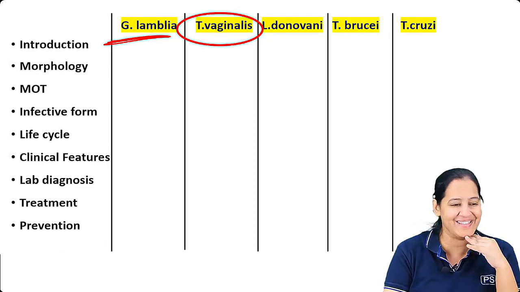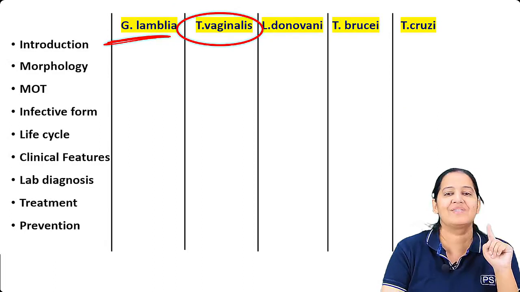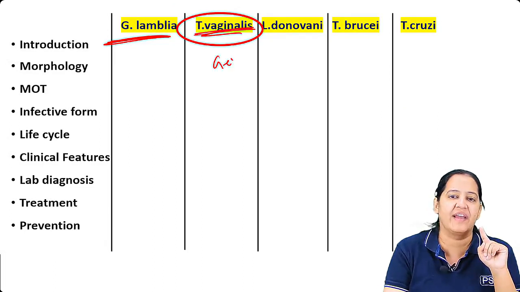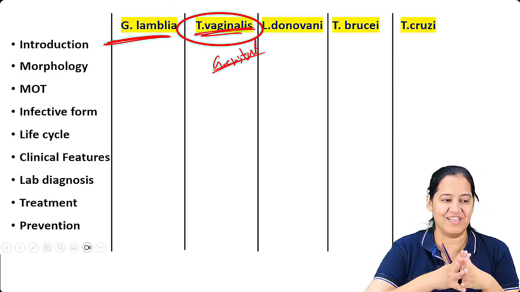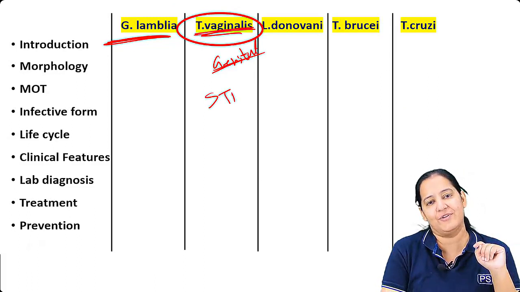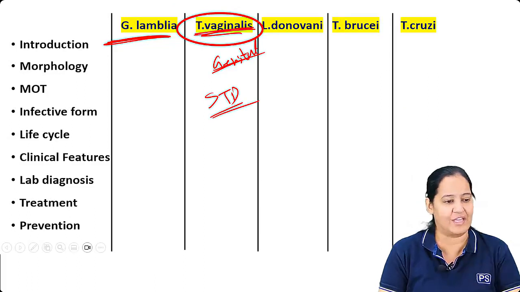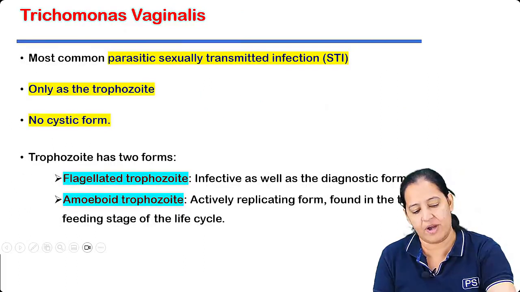Can I go on to the next? Allow me to go on to the next. So the next is Trichomonas vaginalis. It is a genital parasite, the genital flagellate. Can I start? So Trichomonas vaginalis is an STD, a sexually transmitted disease. It will cause an STD. So let's start Trichomonas vaginalis.